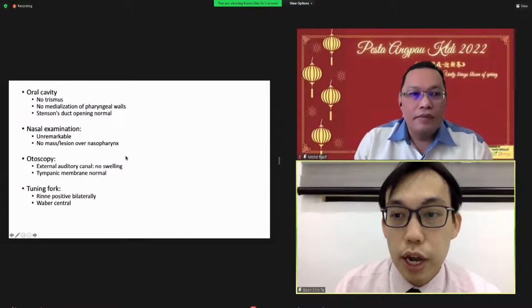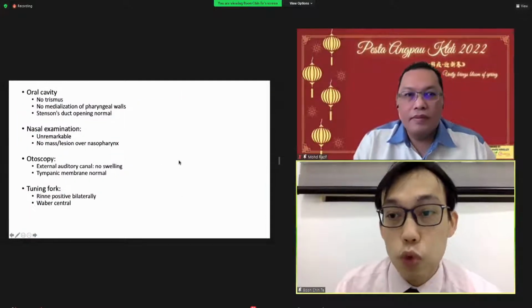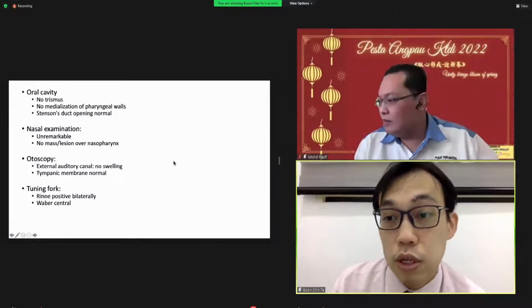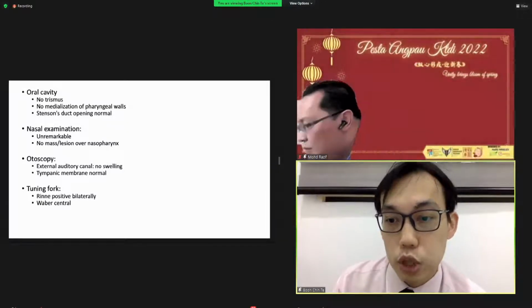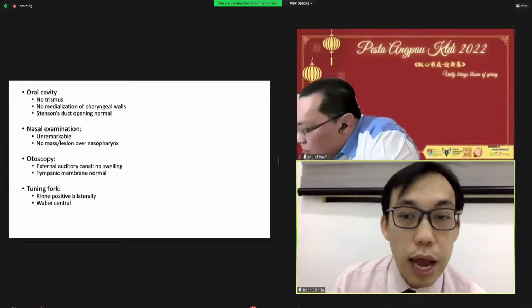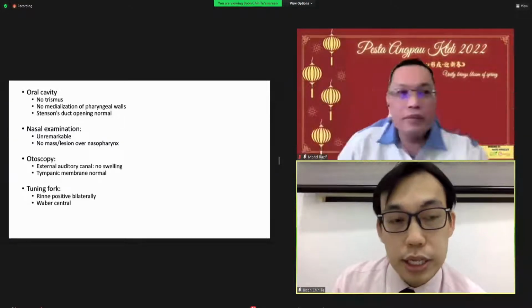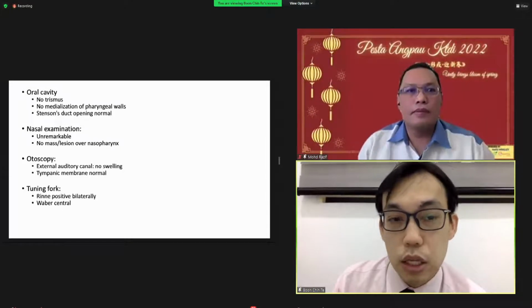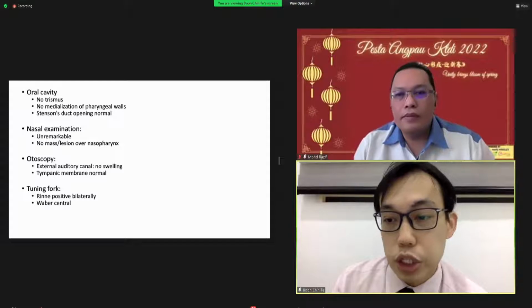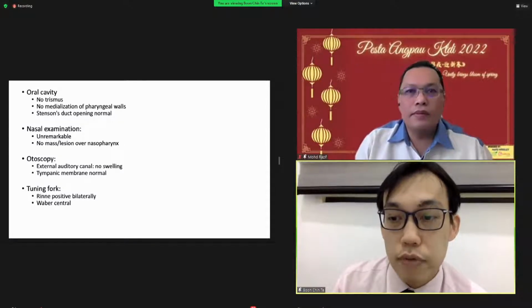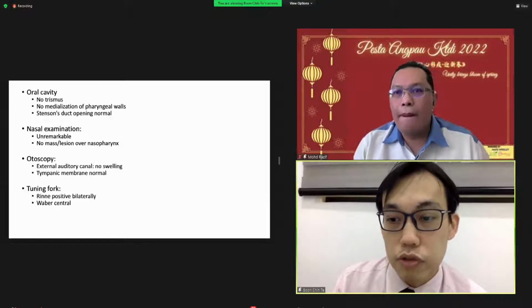The oral cavity showed the patient had no trismus, no medialization of the pharyngeal wall. The Stensen's duct opening was normal. The nasal examination is unremarkable and there is no mass or lesion seen over the nasopharynx on nasal endoscopy. The otoscopic examination showed no swelling in the right external auditory canal. The skin of the external auditory canal is normal.